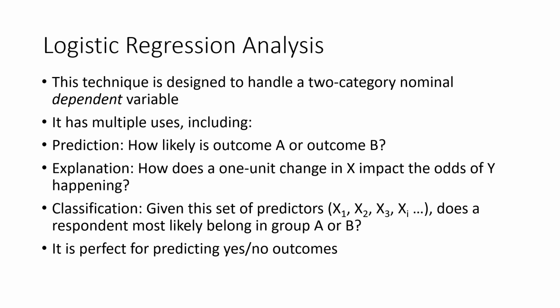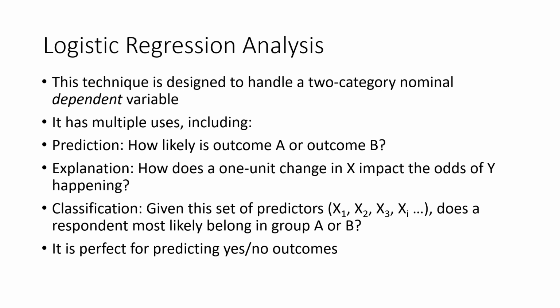But this is a useful technique because you can imagine that there's any number of questions in life where you'd like an either or prediction, a this way or that way prediction. Like multiple regression, it has multiple uses. You can use logistic regression for purposes of prediction. So in that case, you might ask yourself, how likely is outcome A or outcome B given a particular situation? What's the likelihood of outcome A versus B?